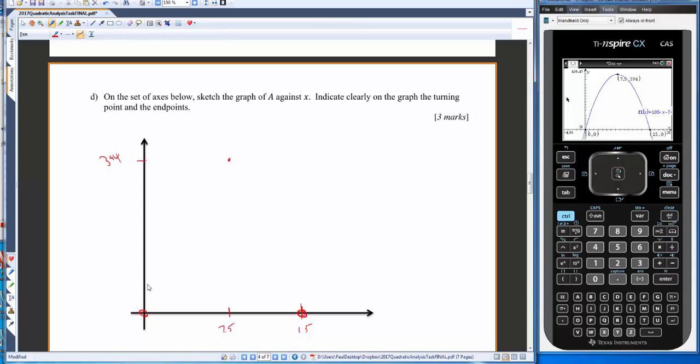Alright, so again, excuse my parabola if it doesn't look very parabolic. It's hard to do these with a stylus, but let's give it a go. Ooh, that's hideous.